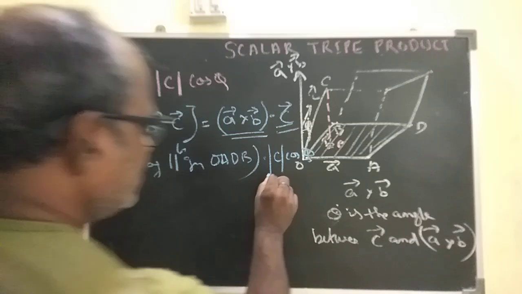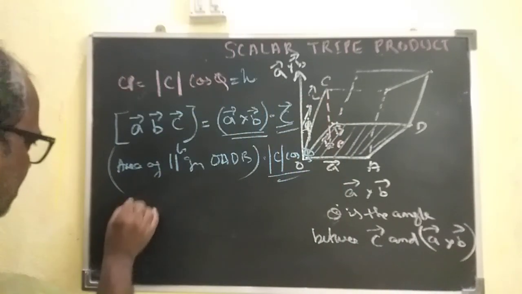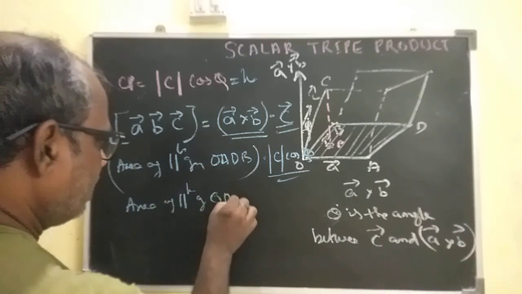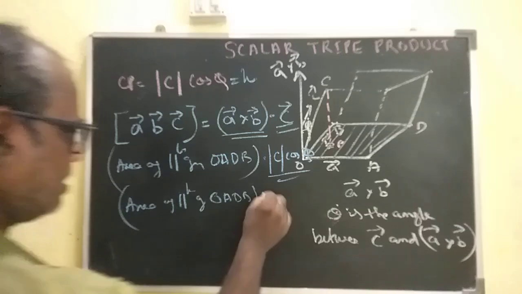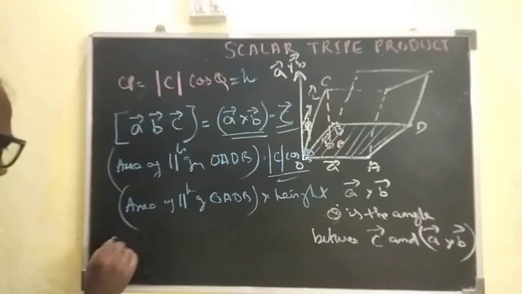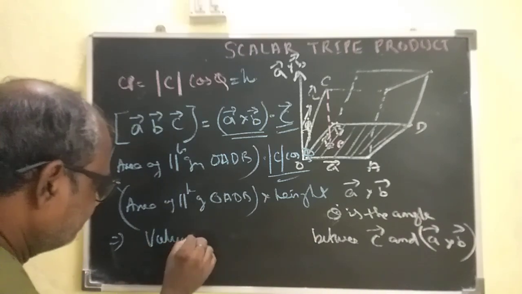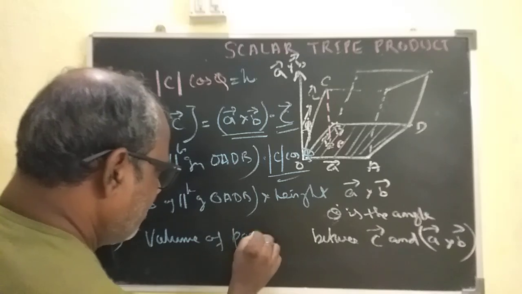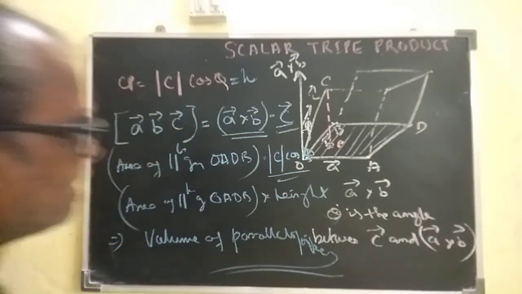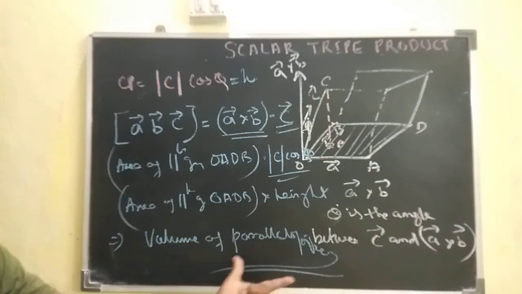So what happens is, C cos theta is the height, let us say it equals height. So we get here area of parallelogram OADB into height, which equals volume of parallelopiped. So we can understand that the scalar triple product is the volume of the parallelopiped.